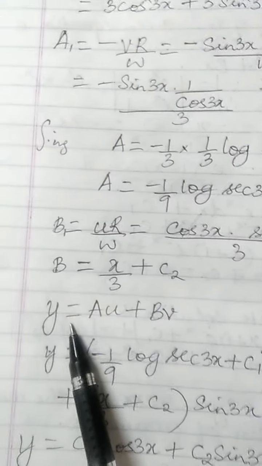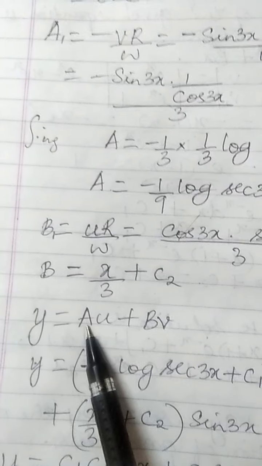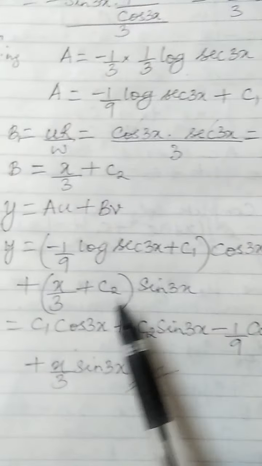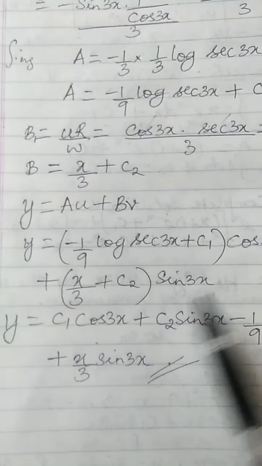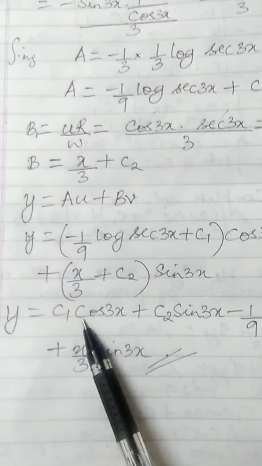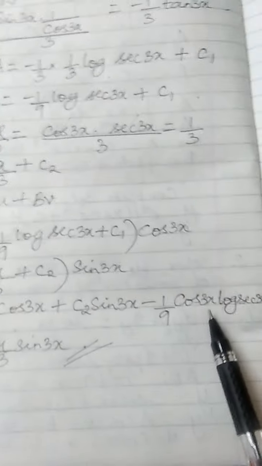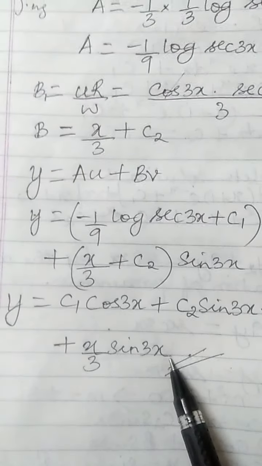Thus, y is equal to A u plus B v is the complete solution. Substituting the values of A, u, B and v, we would get y equal to [minus 1 by 9 log secant 3x plus c1] into cos 3x plus [x by 3 plus c2] sin 3x. Hence, final answer, y equal to c1 cos 3x plus c2 sin 3x minus 1 by 9 cos 3x log secant 3x plus x by 3 sin 3x.